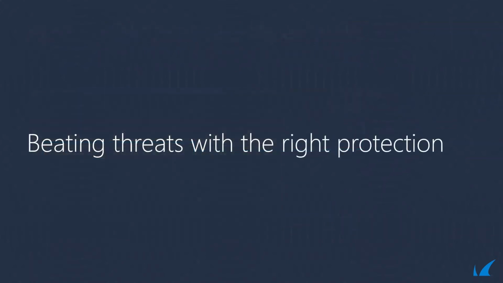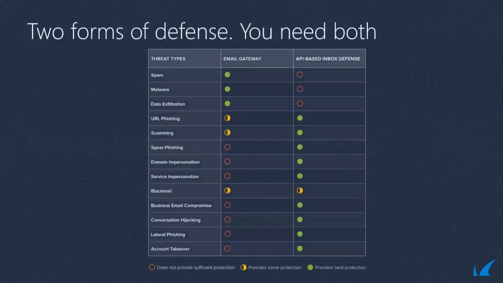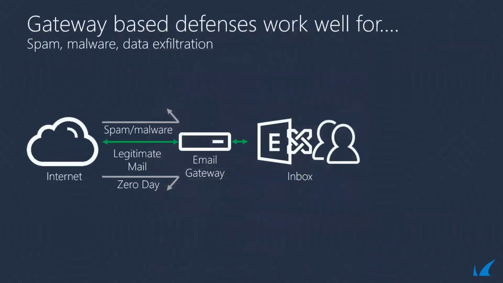So how do we beat those threats? On the left-hand side here, you can see there's a traditional email gateway, which will protect you against spam and also do malware and data exfiltration, so you can protect your data. But then as we move over to an API-based inbox defense on the right, we can take care of those other types of attacks: phishing and scamming attacks, service impersonation attacks, and domain impersonation. So both of those are definitely key to the approach here.